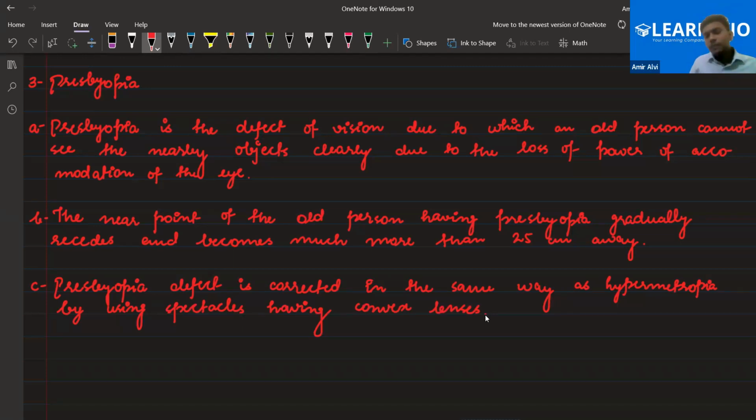Look, in presbyopia, Shazil, presbyopia is very similar to hypermetropia. In some cases, the near point recedes away, but it can also happen that due to aging, the near point increases and the far point decreases, right? So in that case, you have to use the bifocal lens in which both the lenses are present.